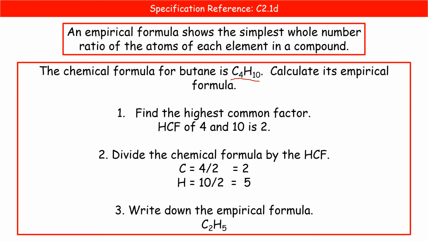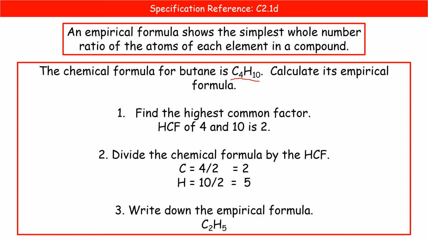If we then are asked to calculate the empirical formula, we need to make that the simplest ratio of carbons to hydrogens. So what we need to do is have a look at our 4 and our 10, and pick the highest common factor of both 4 and 10. Hopefully we know that's 2. Then we divide 4 by 2, gives us 2, 10 by 2 gives us 5, and then we can rewrite the formula to be the empirical formula, so C2H5. We're just giving it as the simplest whole number ratio of each of those individual elements in that compound. So highest common factor, divide by the highest common factor, write the new empirical formula.